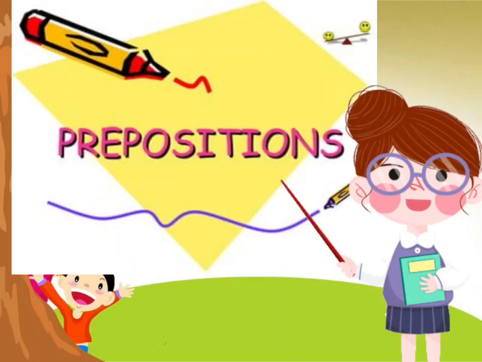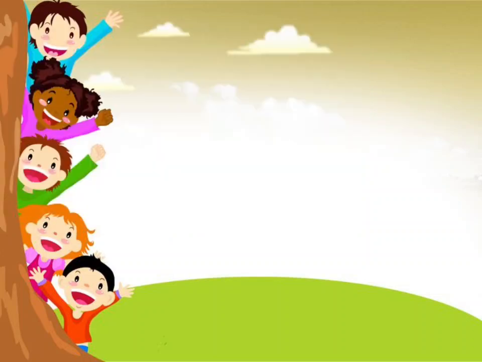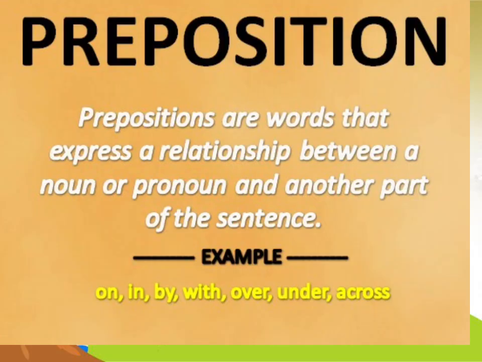Today we will learn prepositions. As we know, there are 8 parts of speech in English grammar and preposition is one of them. What are prepositions? Prepositions are words that express a relationship between a noun or pronoun and another part of a sentence. Prepositions उन शब्दों को कहते हैं जो रिलेशन बताते हैं किसका, नाउन, प्रोनाउन और अनदर पार्ट ऑफ अ सेंटेंस. सेंटेंस में हमारे नाउन, प्रोनाउन और सेंटेंस के अदर पार्ट से उसका क्या रिलेशन होता है, वो किस तरीके से कनेक्टेड होते हैं, दैट टाइप ऑफ वर्ड्स आर कॉल्ड prepositions.